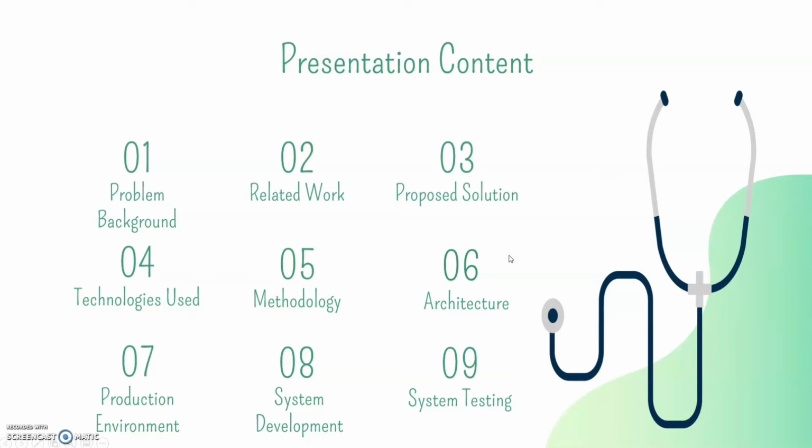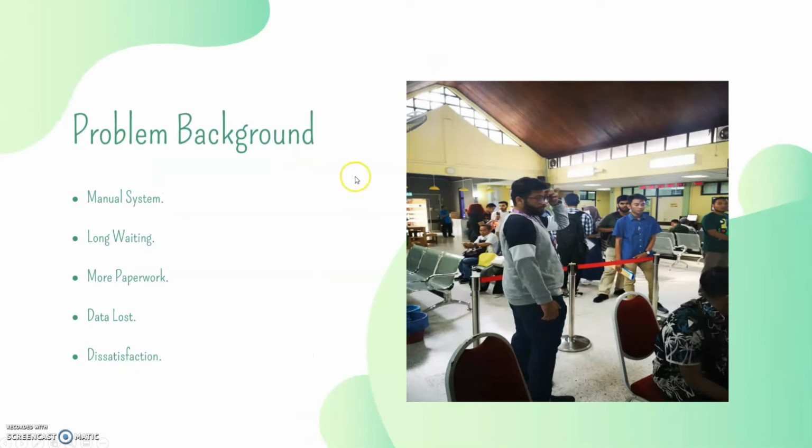So what is the presentation content? Number one, problem background, related work, proposed solution, technologies used, methodology, architecture, production environment, system development, system testing. So let's start with the problem background. Number one is manual system. Number two, long waiting, more paperwork, data lost, and dissatisfaction.